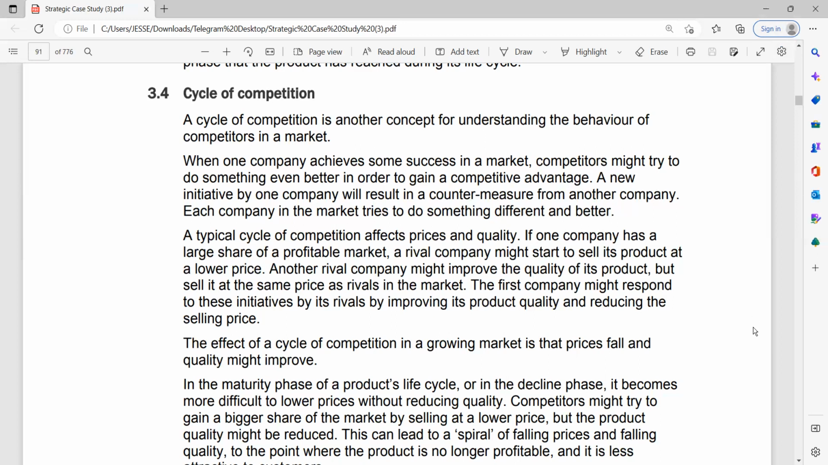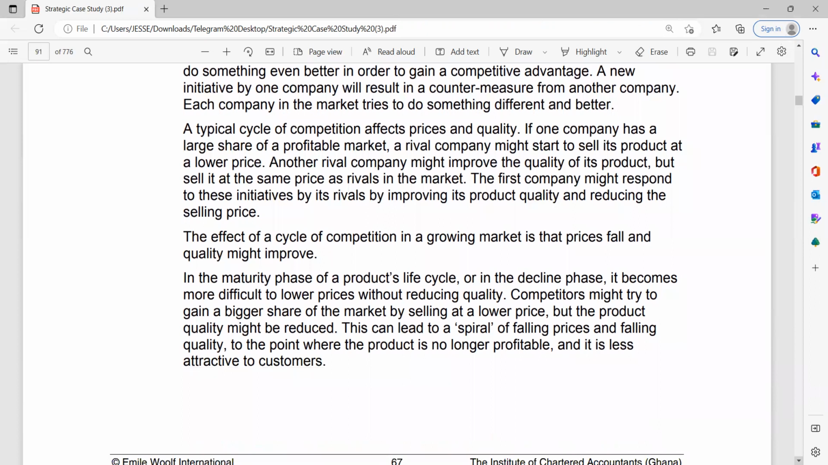The effect of a cycle of competition in a growing market is that prices fall and the quality might improve. So what a lot of competition does, and that's the benefit of competition, is that you see that prices will fall and quality will improve because everybody is competing against each other, right? So it pushes prices down and quality increases.